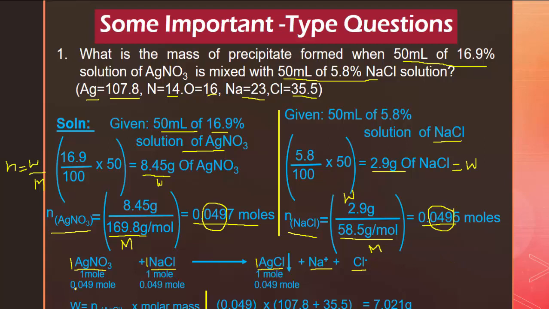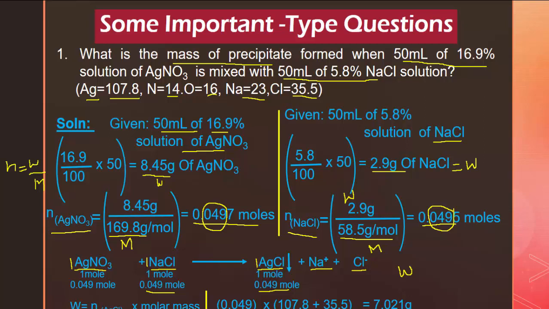So let's put it in the equation here. 0.049 moles of AgNO3 combines with 0.049 moles of NaCl, forming obviously 0.049 moles of silver chloride. Now what is it that we are supposed to find out? Mass of precipitate formed. That means we are supposed to find out the W value of AgCl. So let us see how we do that.